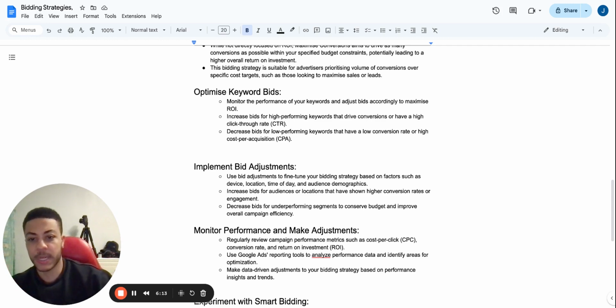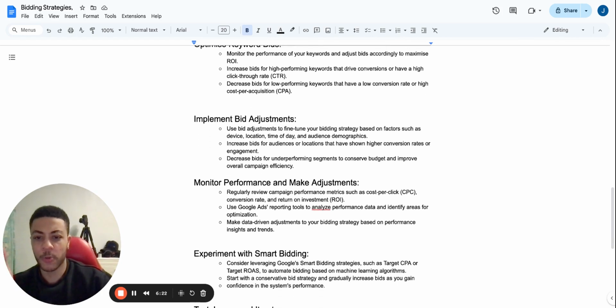This goes back into optimization. You find out what works, you find out what doesn't, you take money out of what doesn't, and you put money into what works. The next is you want to monitor performance and make adjustments.